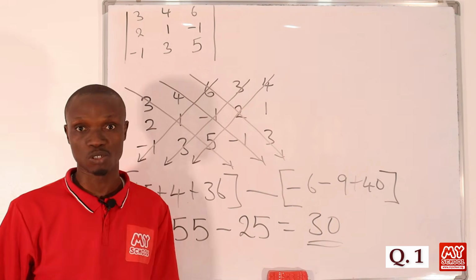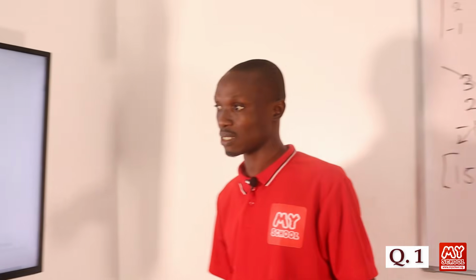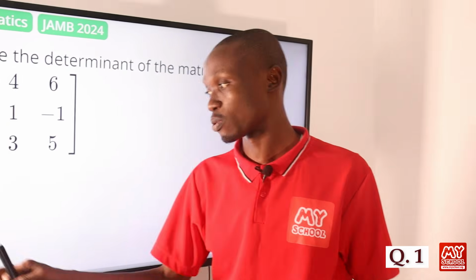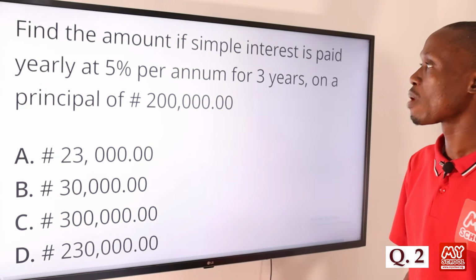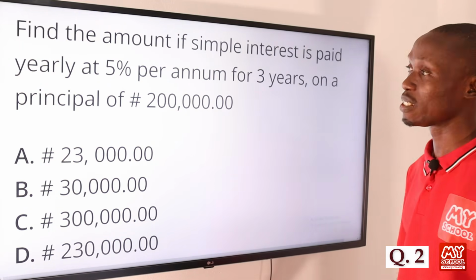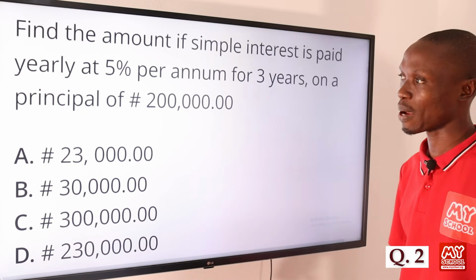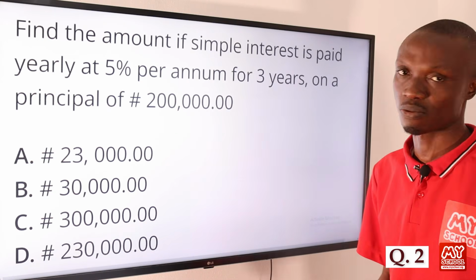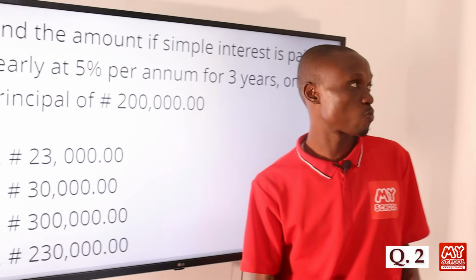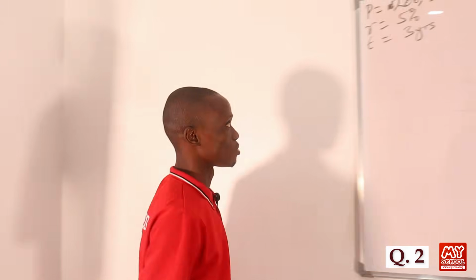So let's return back to the screen to pick the correct answer to this question, and that is option C, 30. Question 2. Find the amount if simple interest is paid yearly at 5% per annum for 3 years on a principal of 200,000 naira. So let's move over to the board to provide answer to this question.